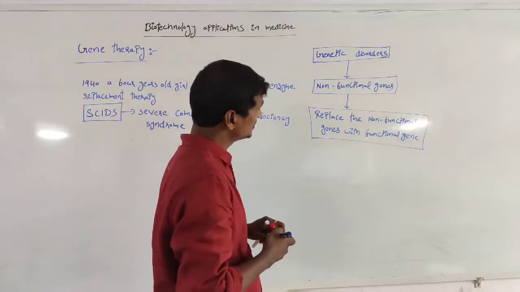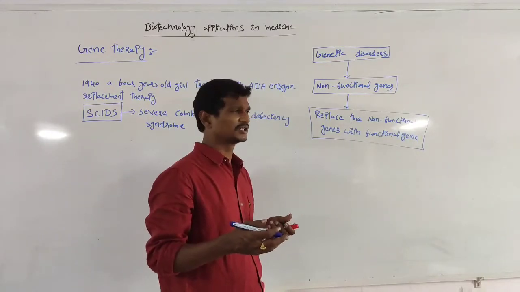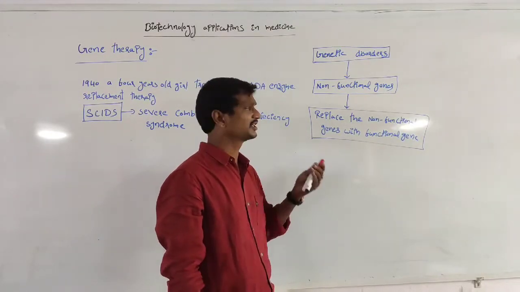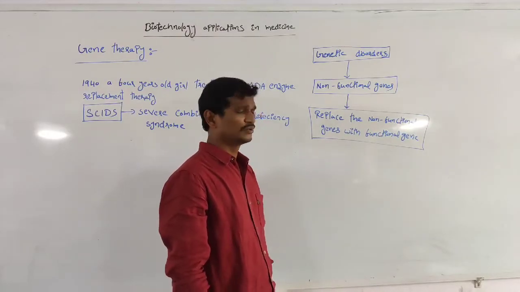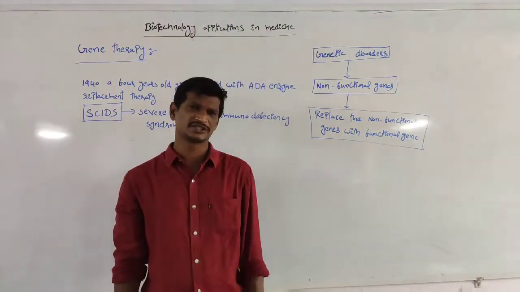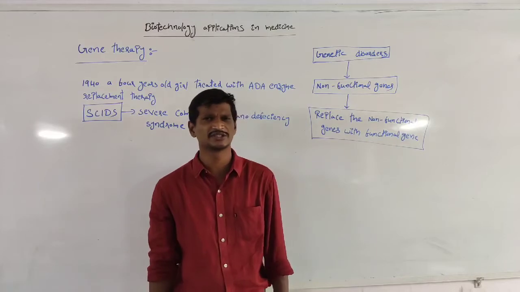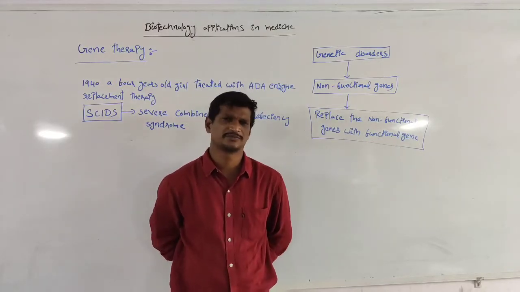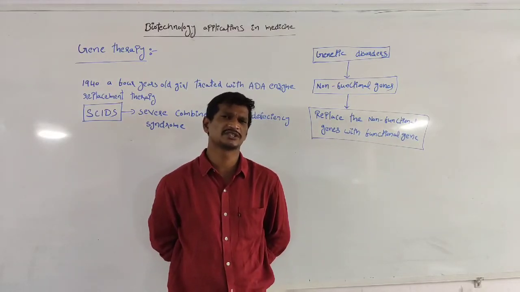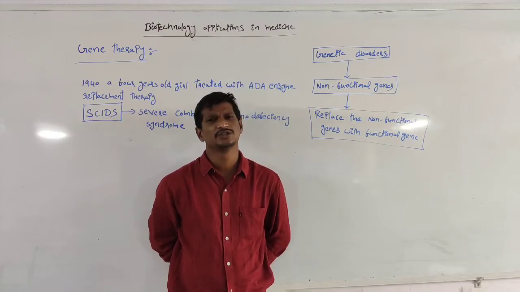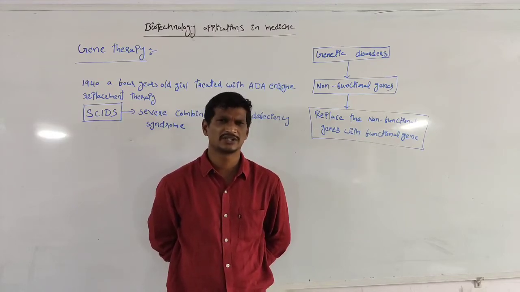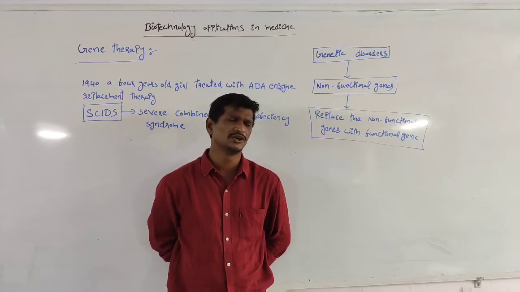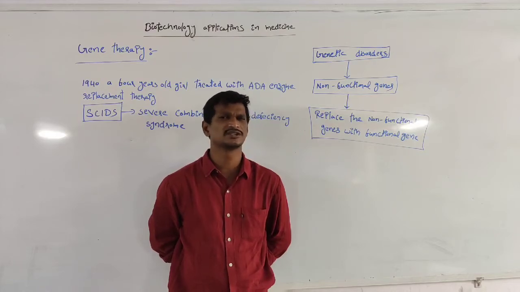When the genes are defective, the enzymes are not produced, and then the functions are not maintained. That state is nothing but disease. So here we are replacing the defective genes with effective genes, that is, non-functional genes replaced by functional genes. The concept is that non-functional genes are responsible for causing different types of disorders. Color blindness is a good example of a genetic disorder.